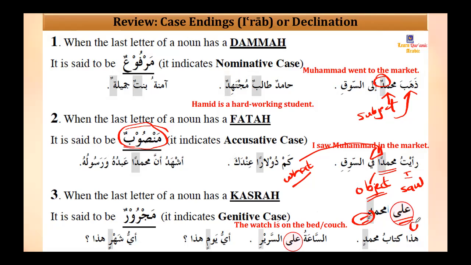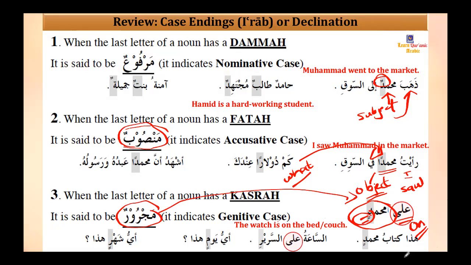Ala means on, and we will cover many prepositions in a future lesson. But for now, you're just trying to understand that a preposition preceding a noun can change the case ending of the word after it. So here, because of the preposition, it changed the case ending of Muhammad to Muhammadin. This is called majroor. Now it is in a majroor state.